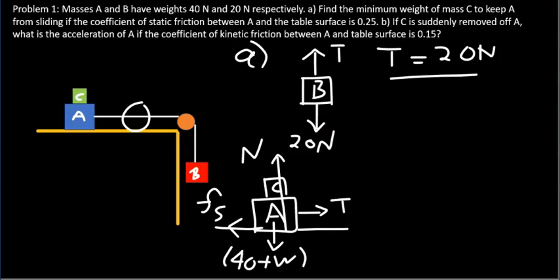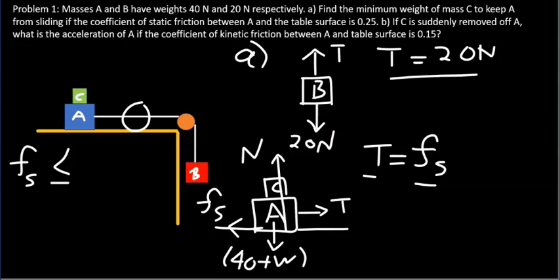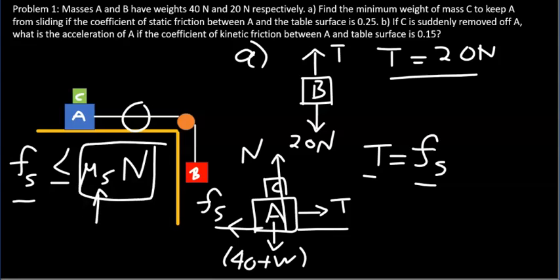None of the blocks are moving. So the forward force must be balanced by the backward force. So tension equals static friction. We note that static friction is given by an inequality as follows: F sub S is less than or equal to mu sub S times the normal force on a given object. So the maximum static friction acting on a body is given by the product of the coefficient of static friction, which is mu sub S, and the normal force acting on that particular body. And it cannot exceed that threshold, that maximum value.